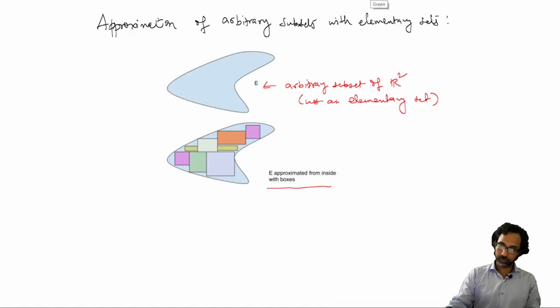So here, for example, here you can have another box, here you have another box, and so on. So all these gaps can be filled with more boxes, and you can have a nice approximation of E using entirely elementary sets.